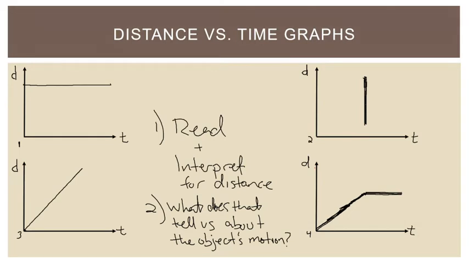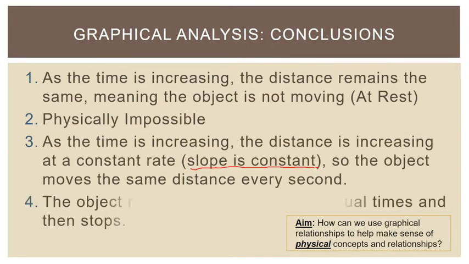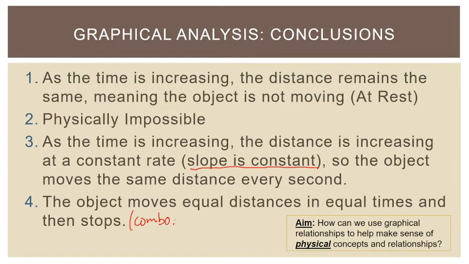Number 4 is basically a combination of 3 and 1. First, the distance is increasing at a constant rate, and then the distance stops increasing. And so essentially what we're going to say here is the object moves equal distances in equal times and then stops. This, we'll say, is a combination, I'm just going to write combo because I'm going to run out of room, of numbers 1 and 3.